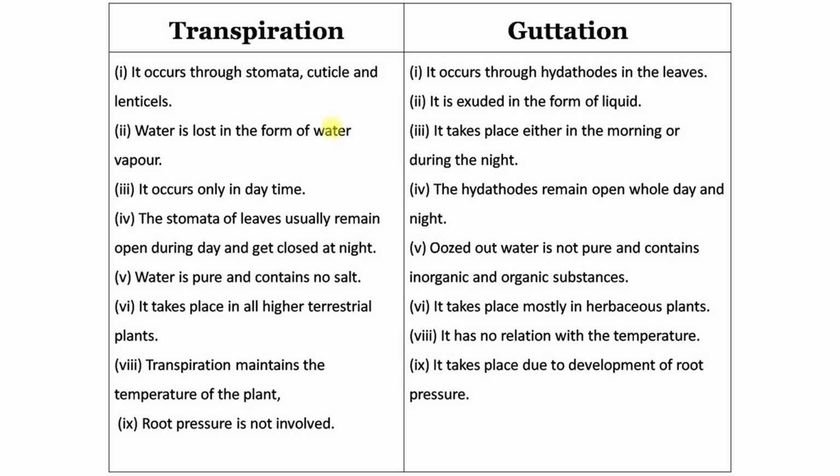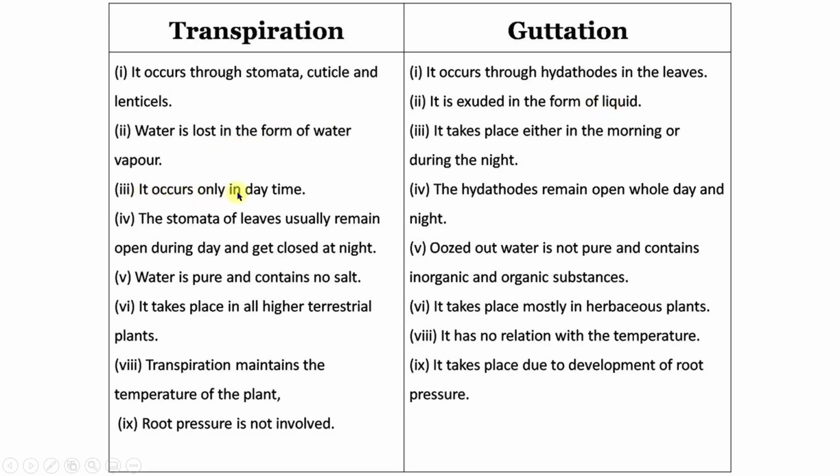Now this is the difference between transpiration and guttation. Transpiration occurs through the stomata, cuticle, and lenticels. Guttation occurs through hydathodes in the leaves only. In transpiration, water is lost in the form of water vapor, please take note of that, whereas in guttation the water is lost in the form of liquid.